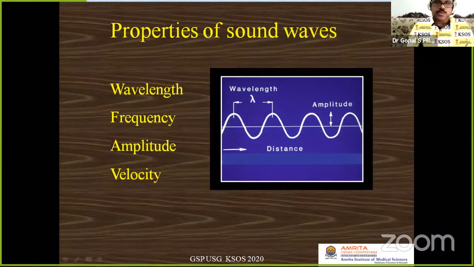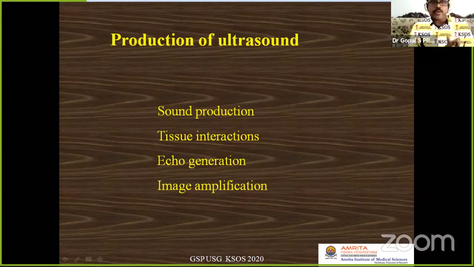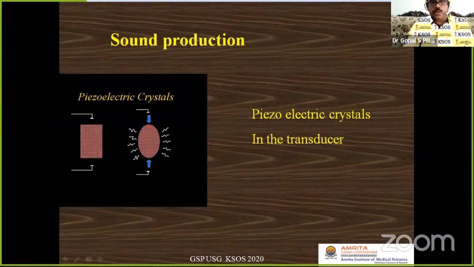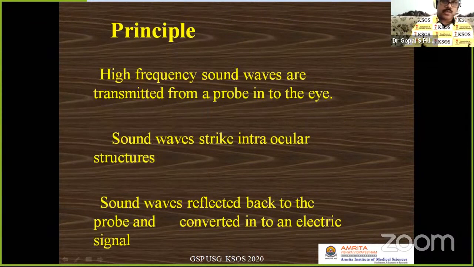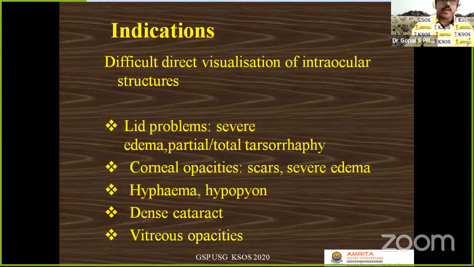So these are the properties of sound waves. It has a wavelength, frequency, amplitude, and velocity. The production of ultrasound is by piezoelectric crystals, and sound waves are sent inside the ocular tissue, and the echo generated from those tissues is brought out and the images are amplified. High frequency sound waves are transmitted from a probe into the eye. Sound waves strike the intraocular surface, and each surface has a different reflectance, and those reflectances are converted into electrical signals and amplified.